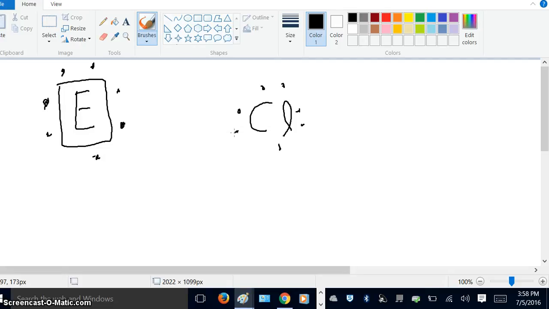Now what I'm going to show you is why this is important. This is a pair of electrons. This is a pair of electrons. This is a pair of electrons. This is a lone electron, and that lone electron wants to have a partner, basically.